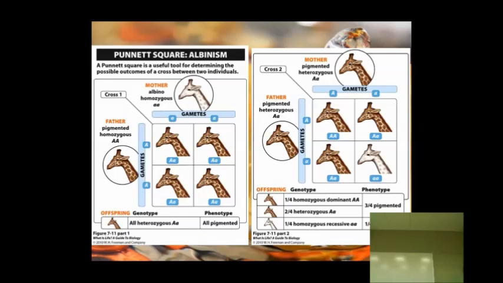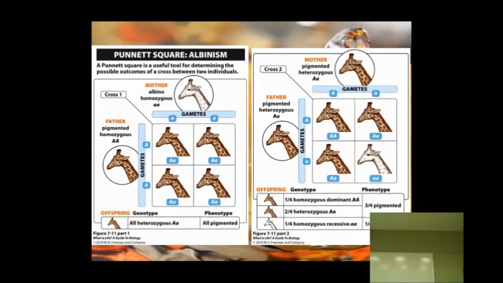So what we would say is that the genotype of the offspring between the pigmented homozygous father and albino homozygous mother, all of them are big A, little a. So they all have the genotype big A, little a, and they are all pigmented.